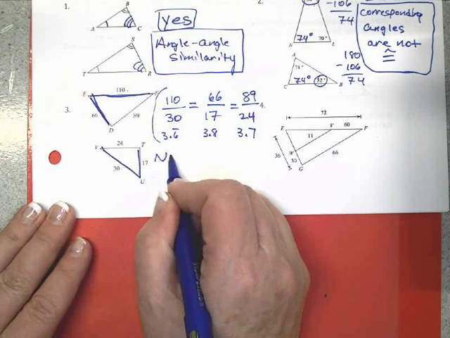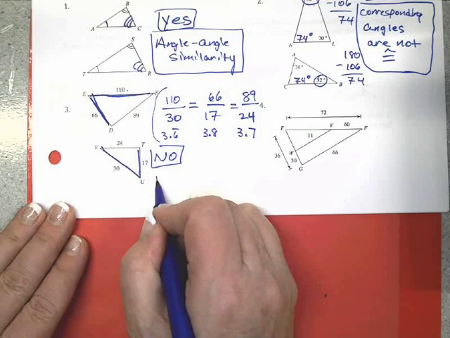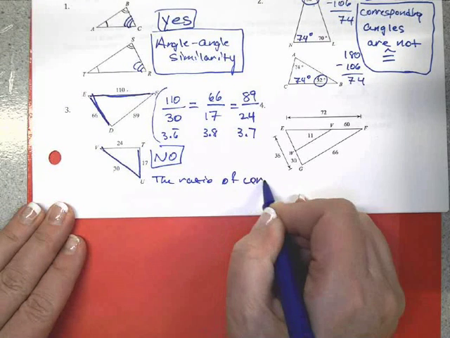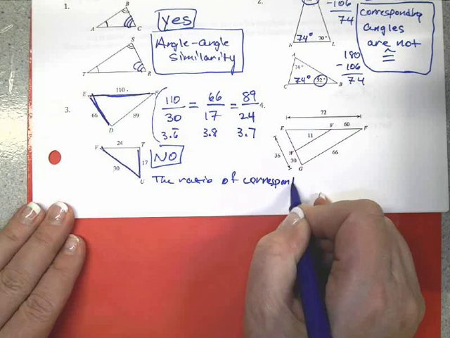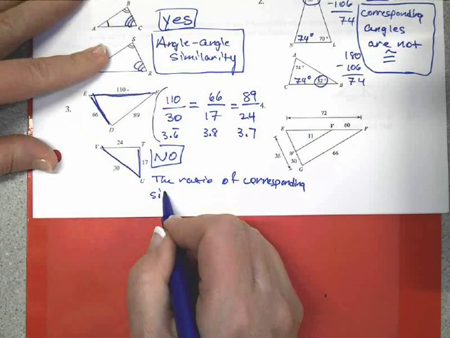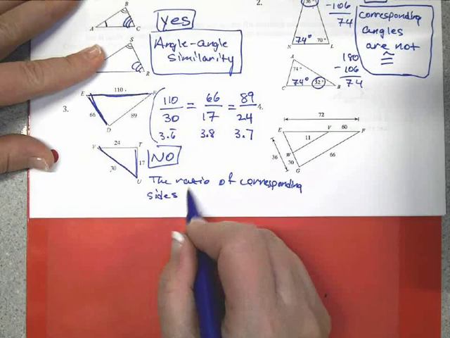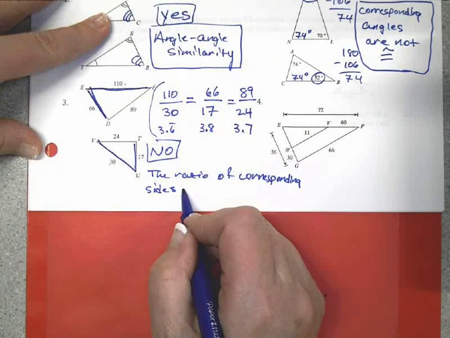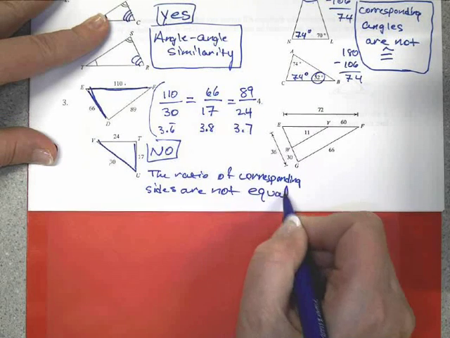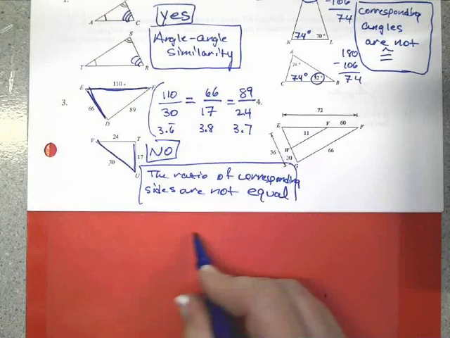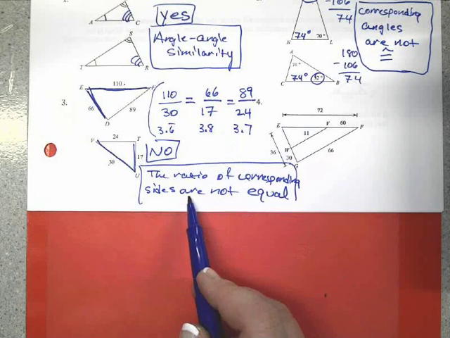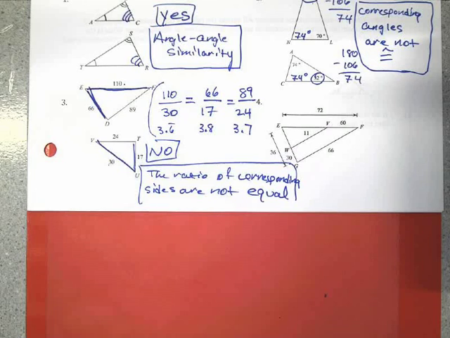And our answer is no, because the ratio of corresponding sides are not equal. So kind of box that. That's part of our answer, this explanation. These ratios are not equal, so these two triangles are not similar.